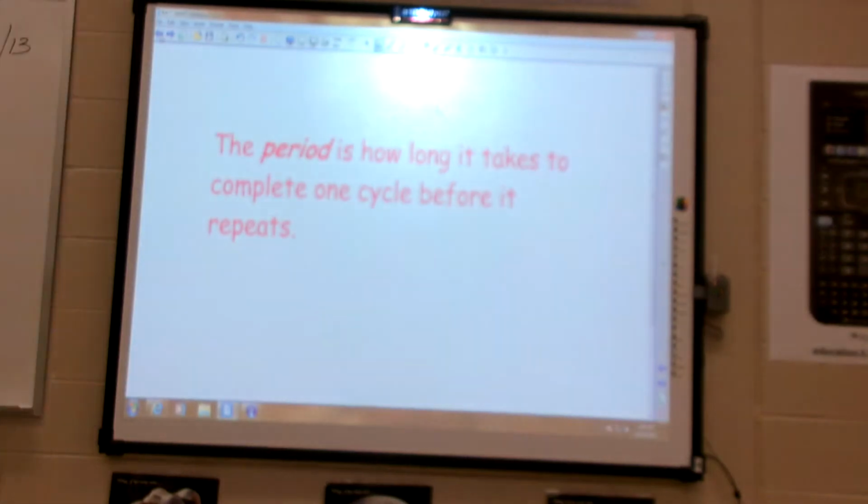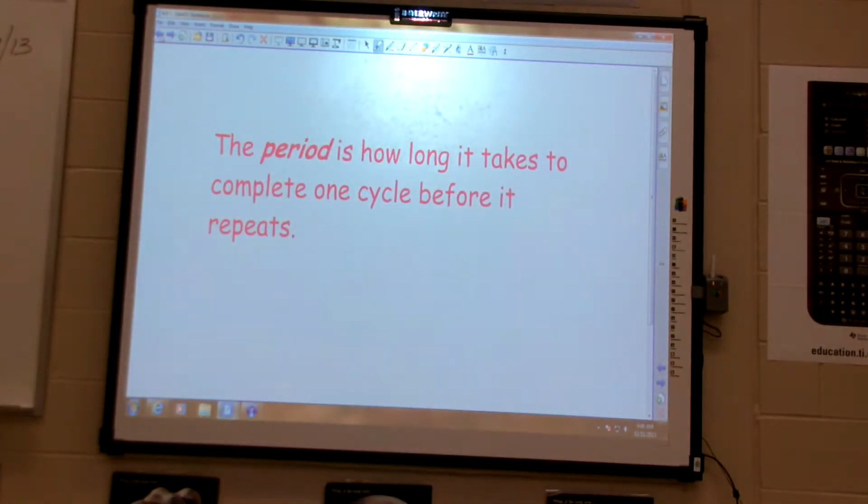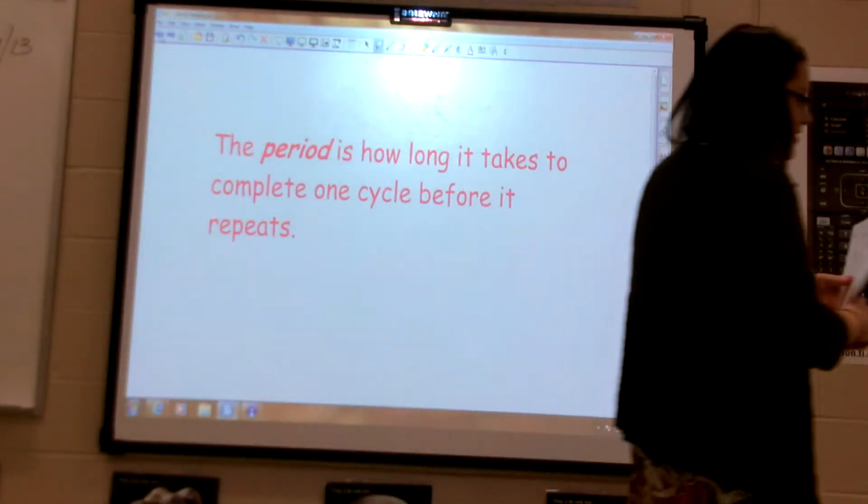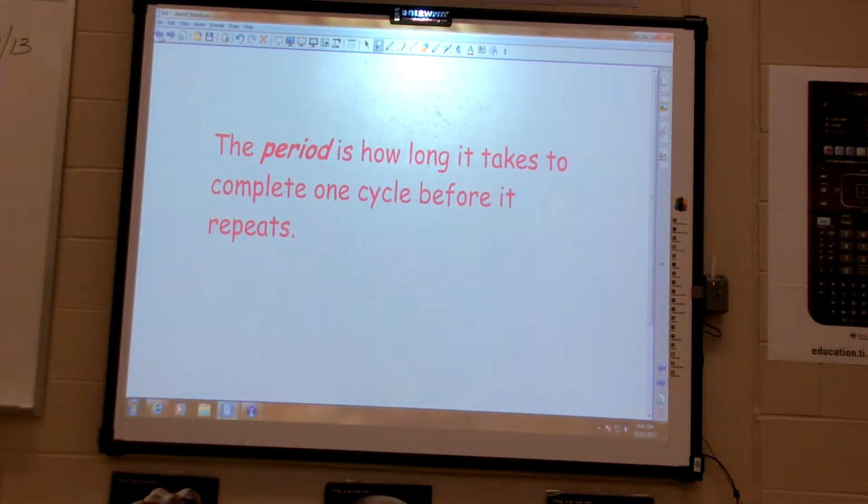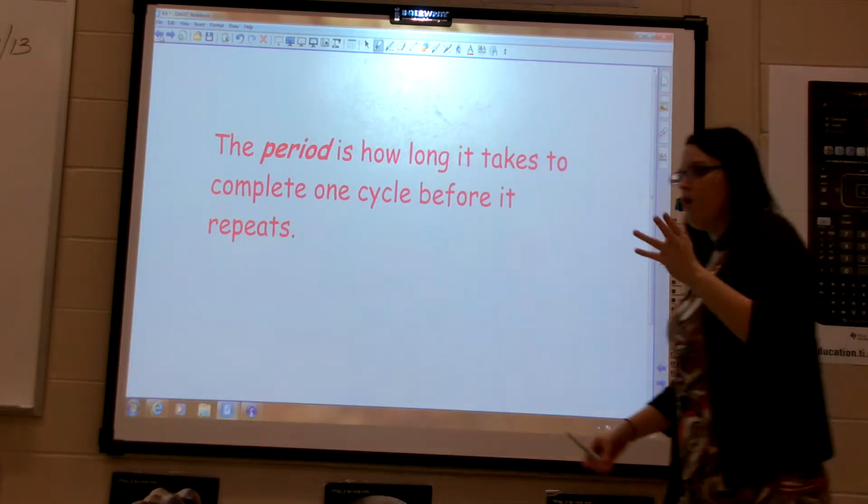Period is how long it takes to complete one cycle before it repeats. I know, it's every year, never fails, go ahead and laugh, it is a silly definition. But it's how long it takes before it repeats, basically. So look at your graph of cosine. It's going to do the same thing over and over again.